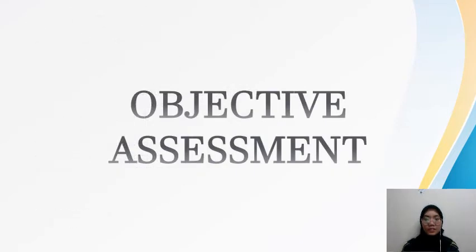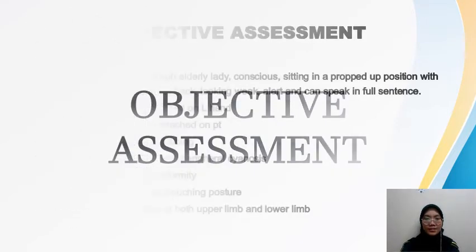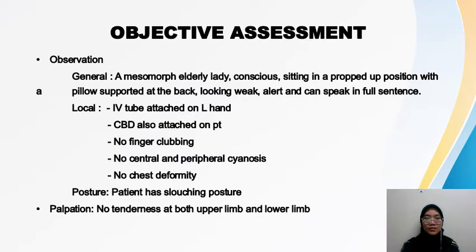Let's take a look at the objective assessment. For the general observation, the patient is a mesomorph elderly lady, conscious. She is sitting in a propped up position with a pillow supporting her back. She is looking weak, but she is alert and can speak in full sentences.